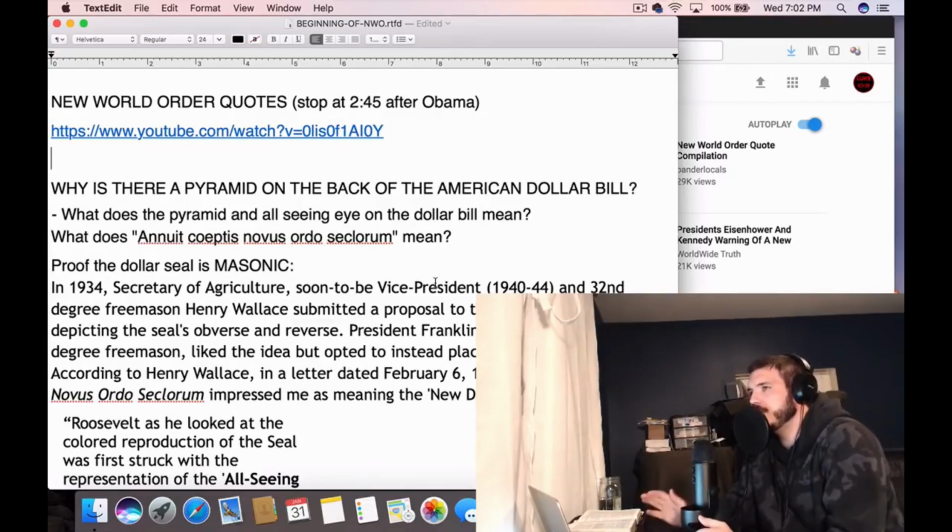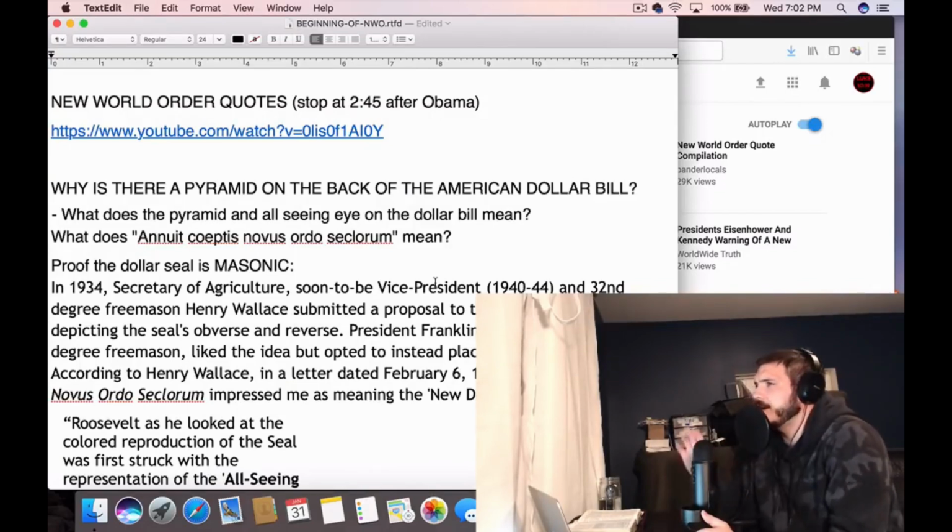Okay, we have pyramids in Egypt, but we have a pyramid on the back of the American dollar bill. It doesn't make any sense. Why would they put it there? And then there's an eye in a triangle floating above the pyramid. Have you ever stopped to think about what that means? Why that would be put there?